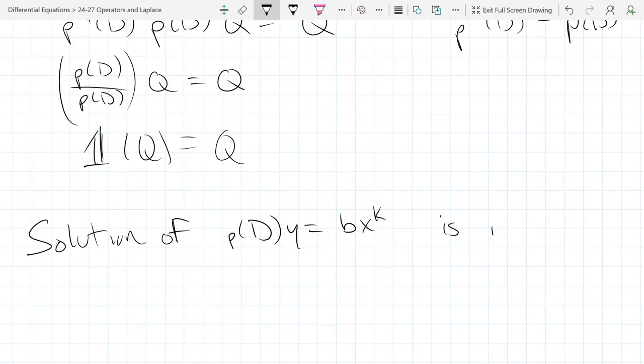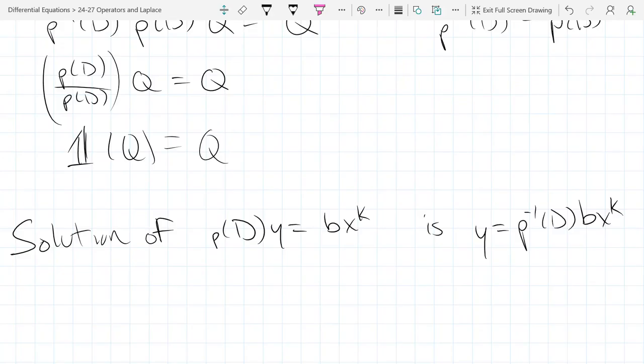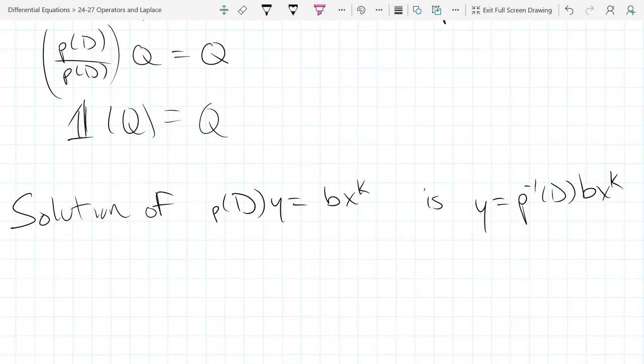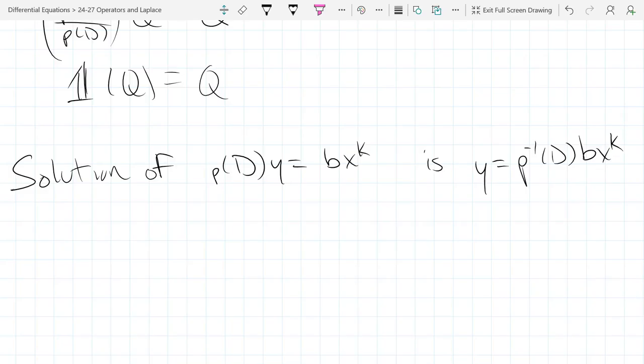So the solution of, oops, it should be P of D. It's very tempting to put the word obviously at the end of that sentence. If you read it, it should be pretty clear. All we did was move the operator to the other side. So obviously, it's the same exact thing. So how do you solve for y? Obviously, you take the operator and move to the other side as its inverse.